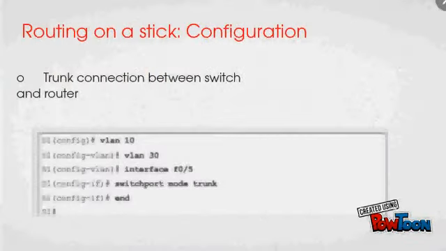Router on a stick configuration. First, you have to activate the trunk connection between your switch and your router. The following commands tell you how to do it.